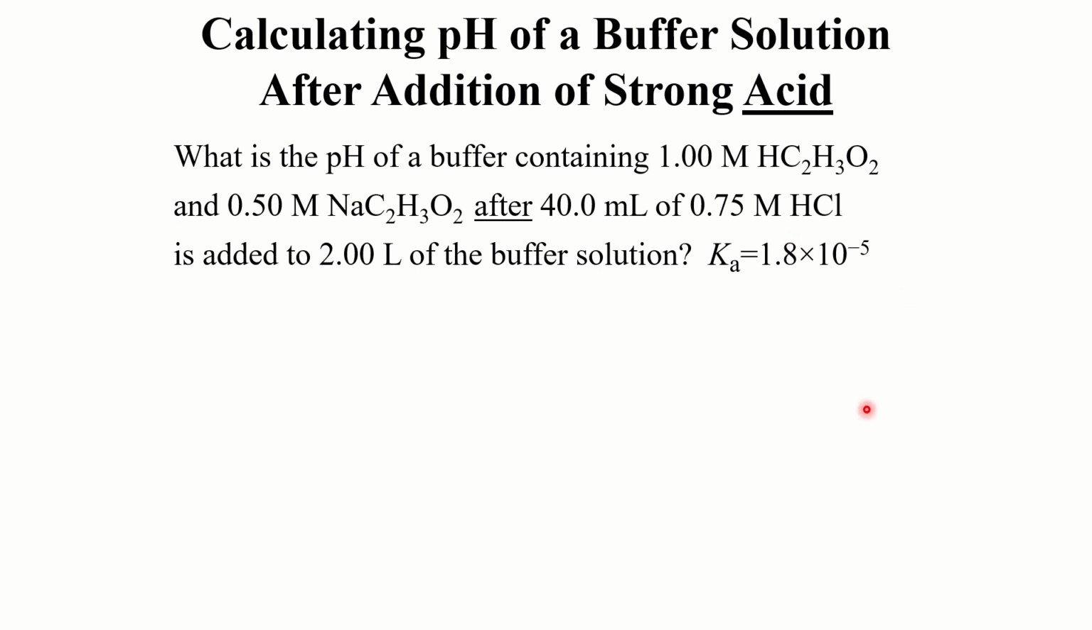All right, now let's look at one more problem, calculating the pH of a buffer solution after the addition of strong acid. This one, we are again using 2 liters of the buffer solution with 1 molar acetic acid and 0.50 molar sodium acetate, but now we are adding 40 milliliters of 0.75 molar hydrochloric acid.